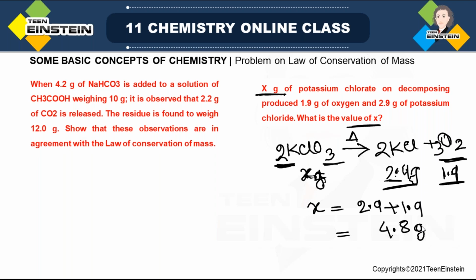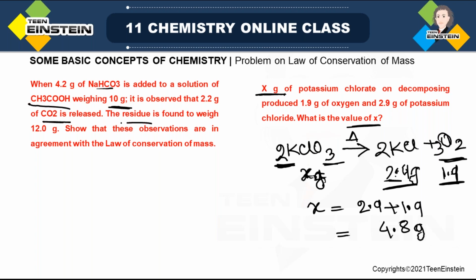Next question. 4.2 gram sodium bicarbonate is added to a solution of acetic acid weighing 10 gram. So basically you are doing the reaction of 10 gram acetic acid with 4.2 gram sodium bicarbonate. This is an acid-base reaction. Sodium bicarbonate is the base, acetic acid is the acid. And it is observed that 2.2 gram of carbon dioxide is released. So one of the products is CO2.